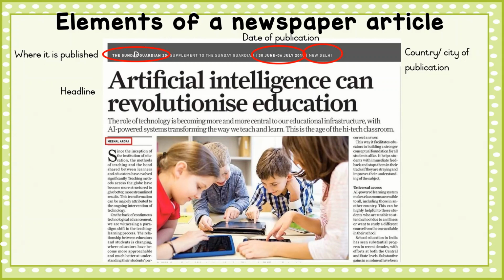We then look at the country or the city of publication. So this article is for New Delhi. It's perfectly fine because everybody can understand artificial intelligence can revolutionize education. That can be something for South Africa as well. But if my article is India's water crisis is bad, that doesn't really affect South Africa. It might not affect South Africa in the same way that it affects India.